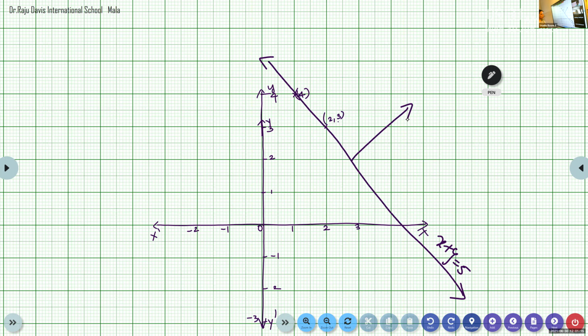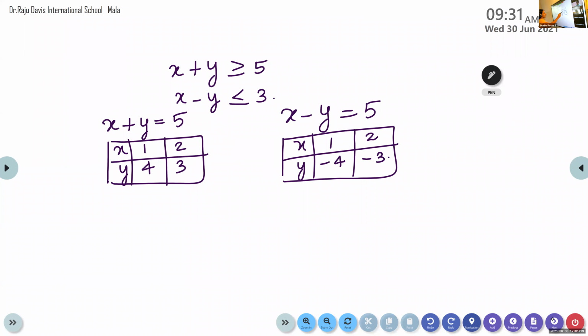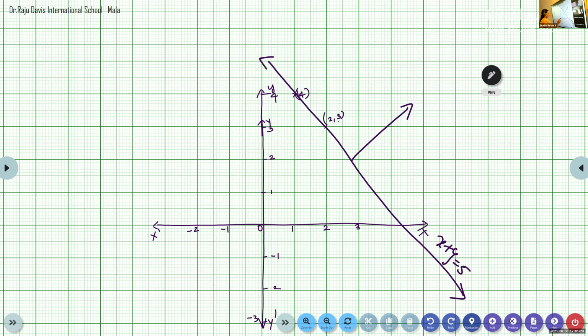Now take the next solution set. What about the next solution set? 1 and negative 4.